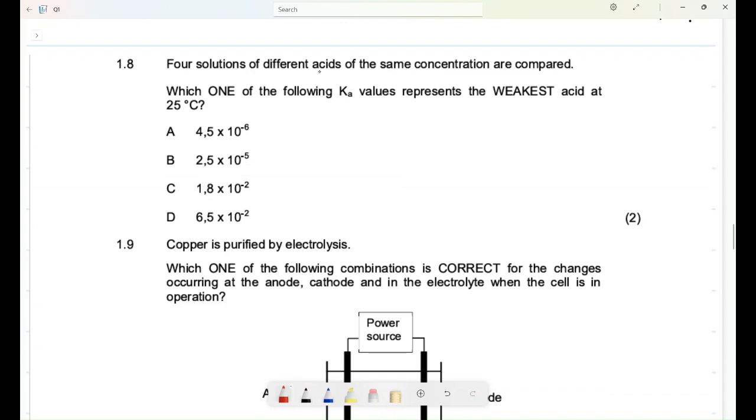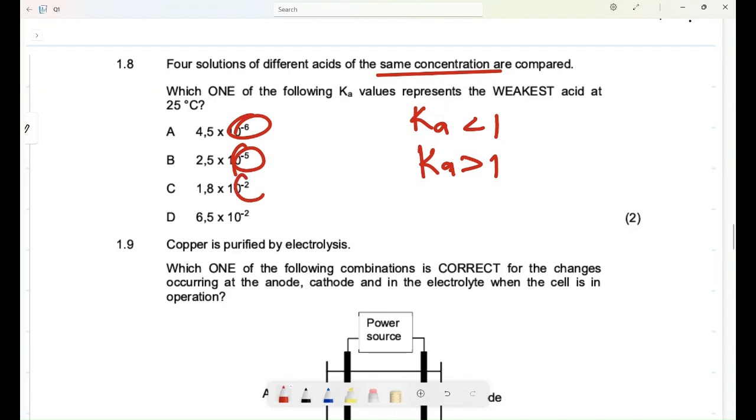For solutions of different acids of the same concentration, if the concentration is the same, we have to check if it is weak or strong. Which one of the following Ka values represents the weakest acid? Now remember, for a weak acid the Ka value is less than 1. For a strong acid, the Ka is greater than 1. But can you see that all of them are less than 1? Because a negative exponent means it is 0.0-something.